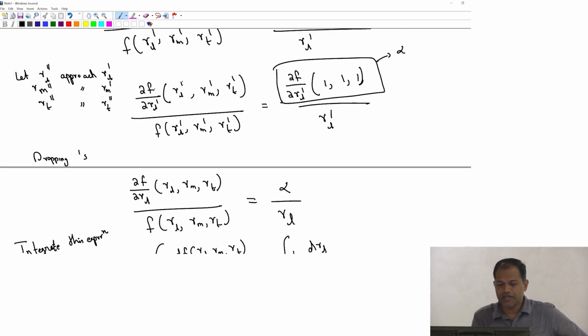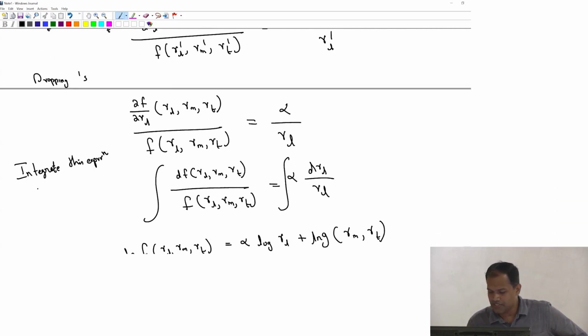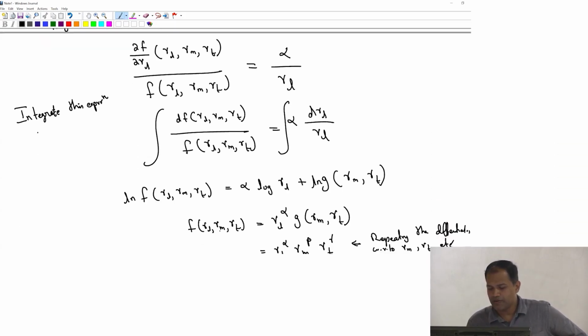This was my equation, right? Dou f by dou RL prime. So, the only variable that I have is RL prime. So, I just drop that R primes, or you could just continue writing everything and you will end up with an expression saying that f of RL prime, Rm prime, RT prime is RL prime to the power alpha. So, there is nothing physical there.